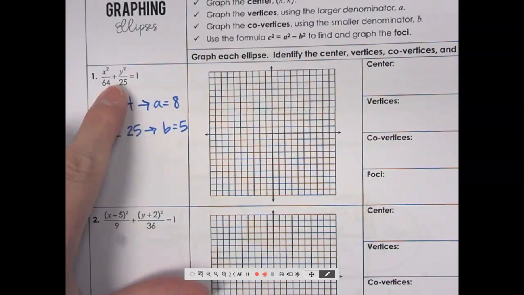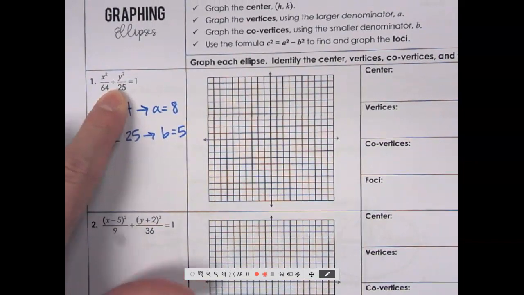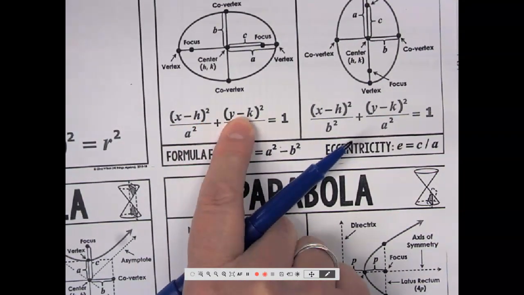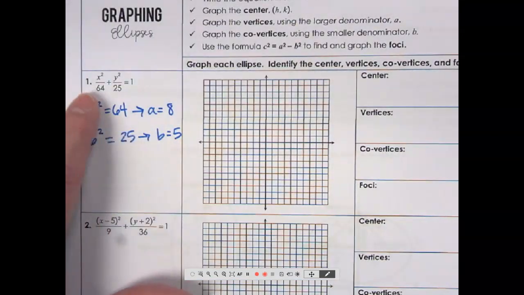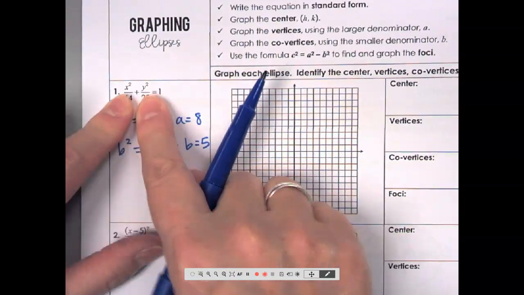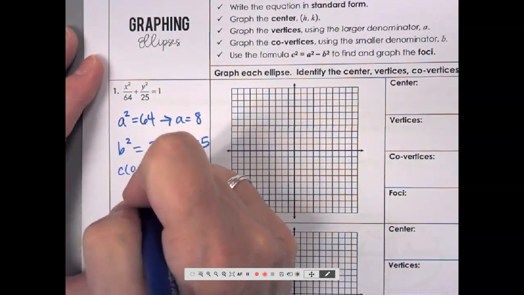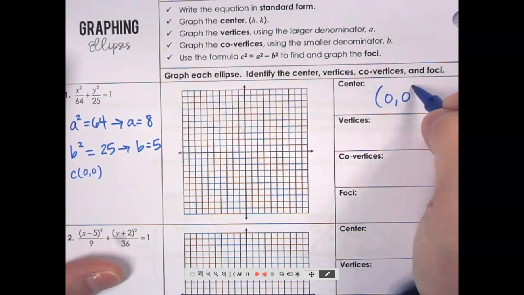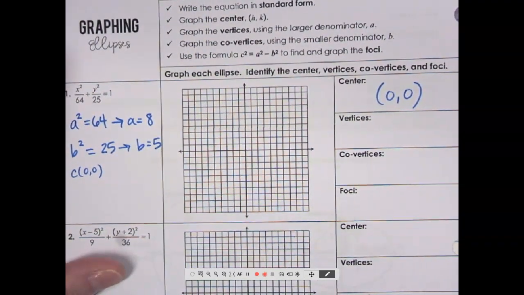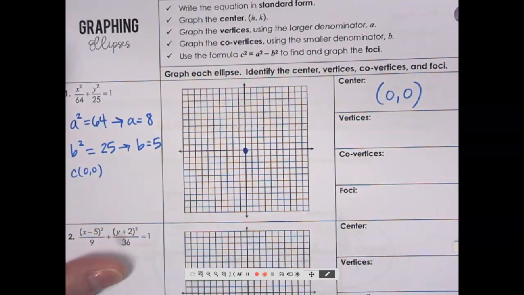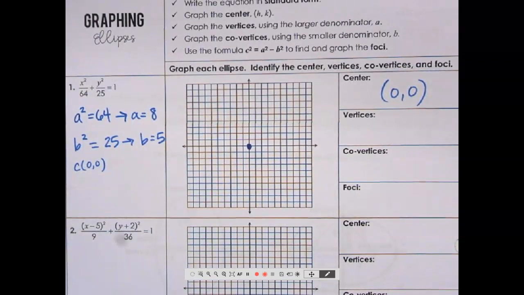Okay, where's my center? Is there anything subtracted from the x and the y? Just like with the circle, if we just have x squared, y squared, then the center is 0, 0. Okay, so center, 0, 0. And I'll go ahead and fill that in over here as well. Okay, so just like the circle, we're going to plot the center point. And just like the circle, the center point is critical, but it's not actually on the ellipse.